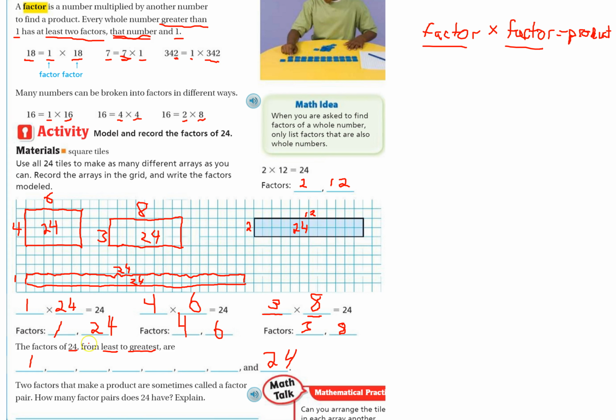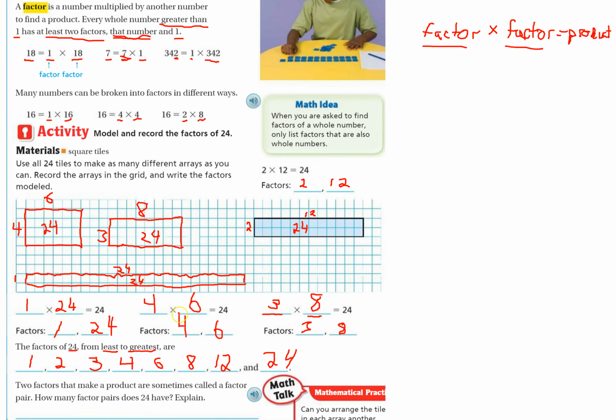Well, we got a 2 right here, so we have 2. Then we have a 3. We have a 4. Do we have a 5? No. We do have a 6 though. We have a 7? No. We do have an 8 though. No 9, no 10, no 11, but we do have a 12 right here.